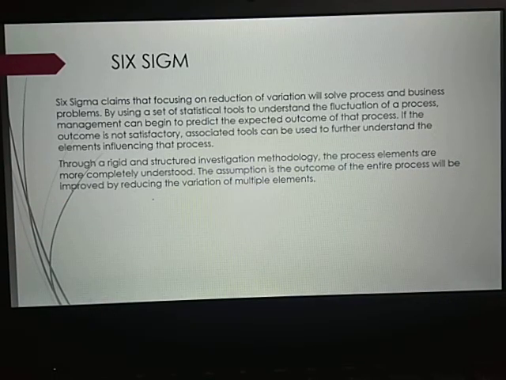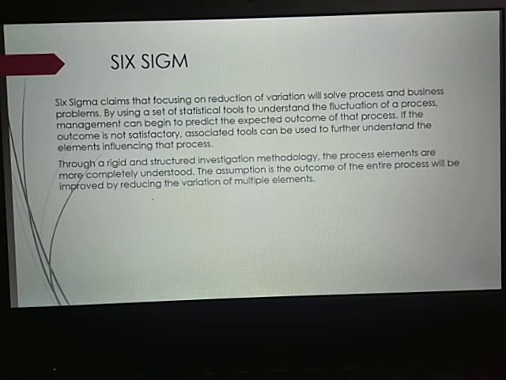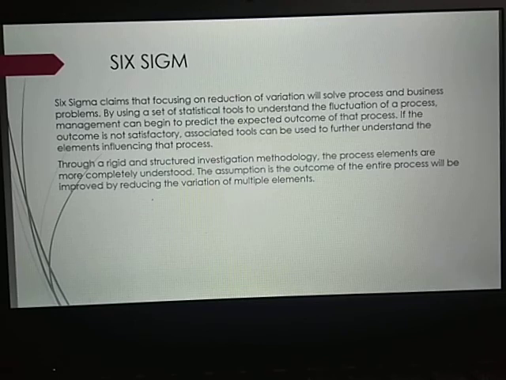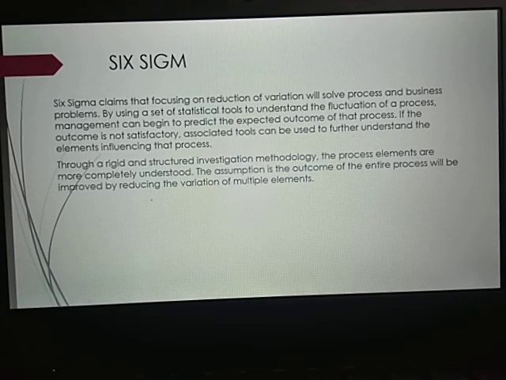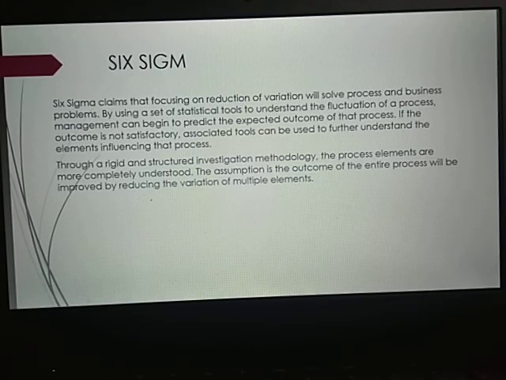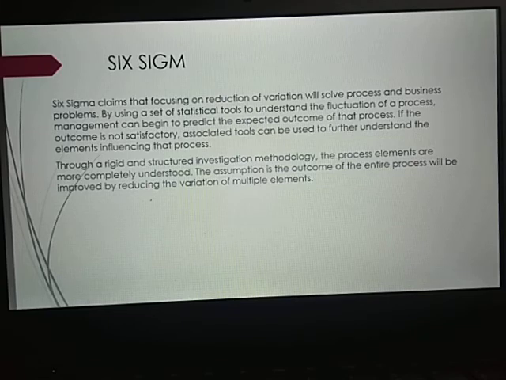Six Sigma claims that focusing on reduction of variation will solve process and business problems by using a set of strategic tools to understand the functioning of a process. Management can begin to predict the expected outcome of that process.